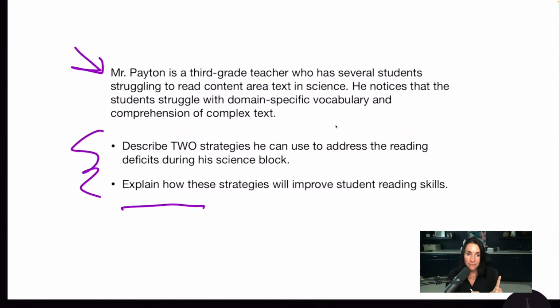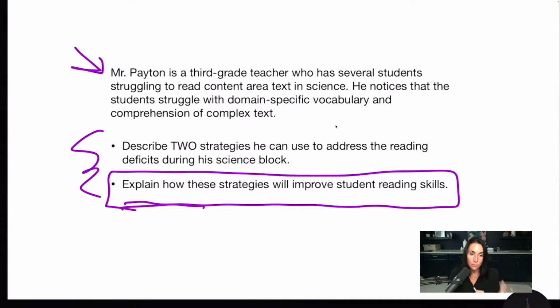The first one is going to be the first strategy. The second one's going to be the second strategy. And inside those, as I describe those strategies, I'm going to make sure to hit this. You've got to do both things in order for you to get full credit. All right, let's have a look at the actual prompt.